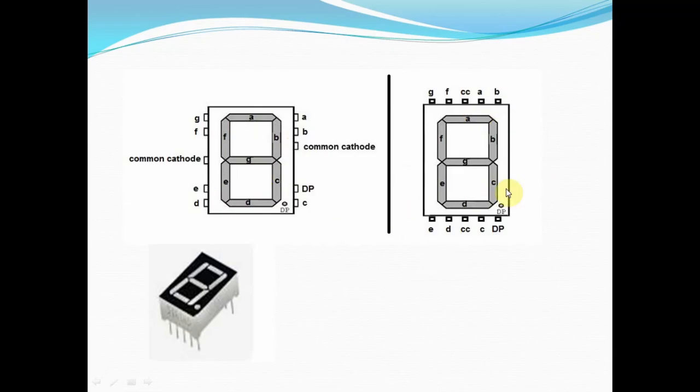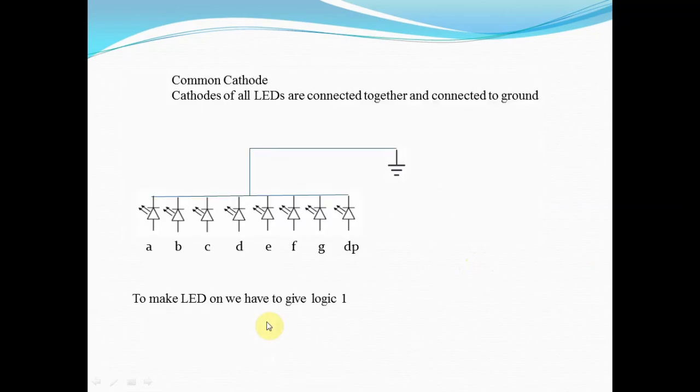And this is the pin diagram of the 7 segment display. There is a common terminal named the CC terminal, which we have to connect to either logic 0 or logic 1 depending upon the type of the display. And this is how the display looks in real time. So this is the module of the display.